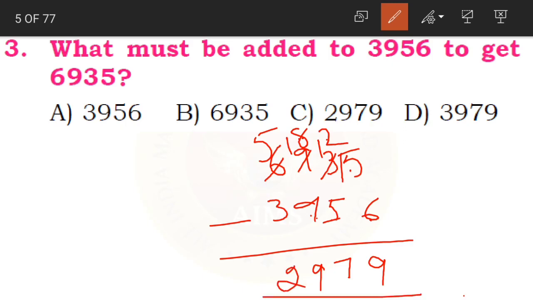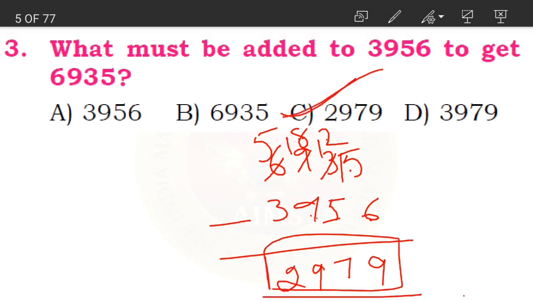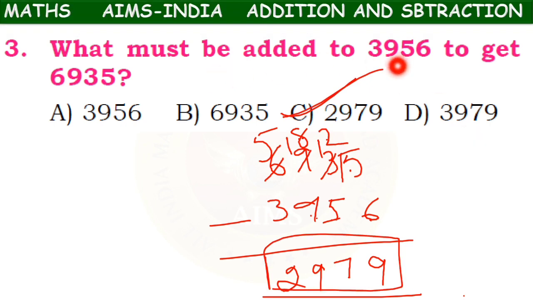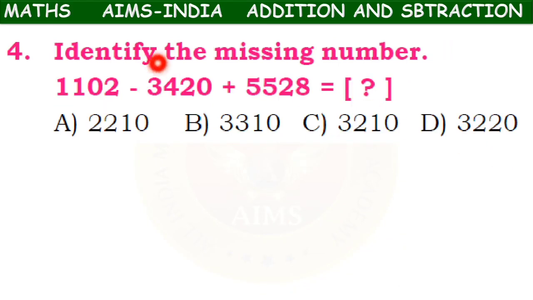Now look at the options. Which is the correct one? Option C, 2979 is to be added to 3956. Clear, children? Moving on to question number 4.